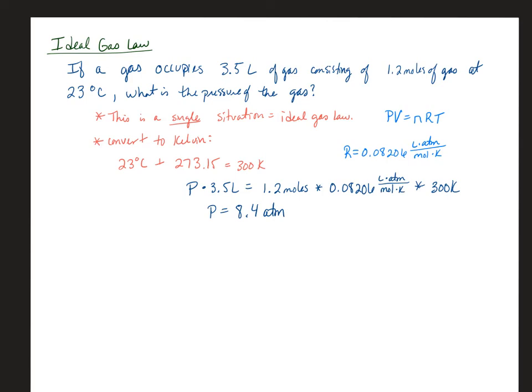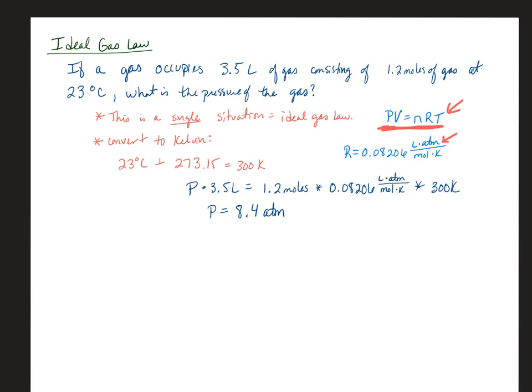So we need to figure out what's our equation that we're going to use in this case. We're not comparing two things, we're just saying, what is the pressure when you have a known volume, number of moles, and temperature? Now, we can just use PV equals nRT, and we're looking for pressure. We need to switch our temperature into Kelvin, and we need to make sure that our pressure is going to be in atmospheres.